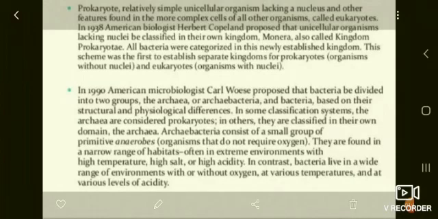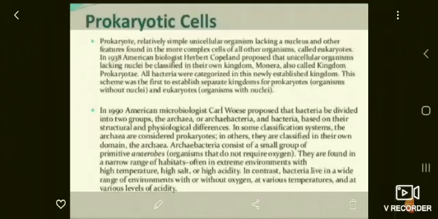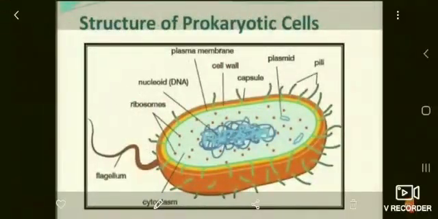They are found in a narrow range of habitat, often in extreme environmental conditions with high temperature, high salt, high acidity. In contrast, bacteria live in a wide range of environment with or without oxygen at various temperature and at various level of acidity. This is the structure of the prokaryotic cell.